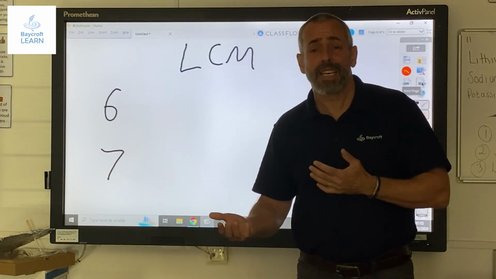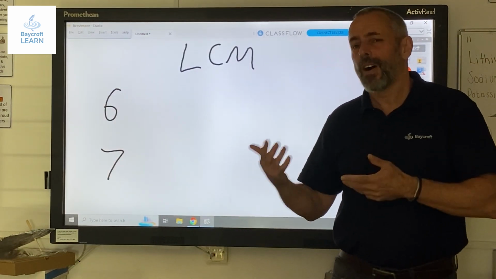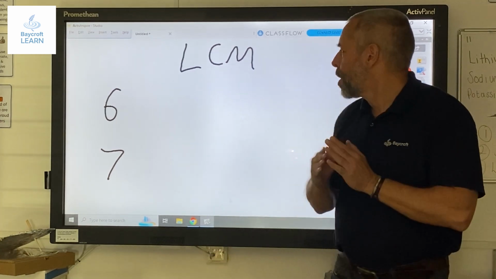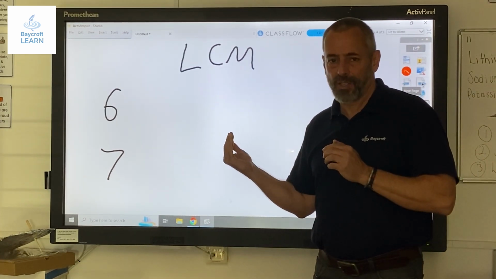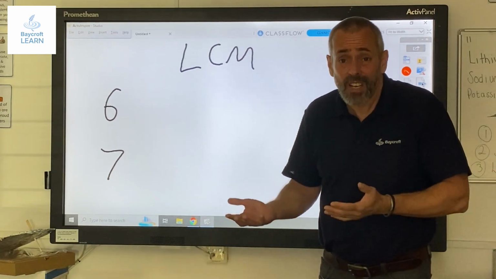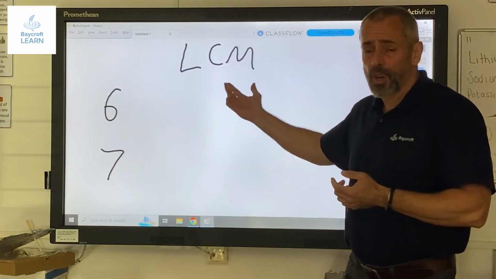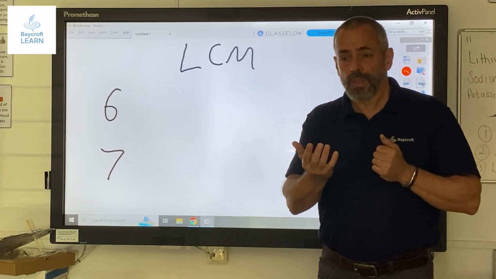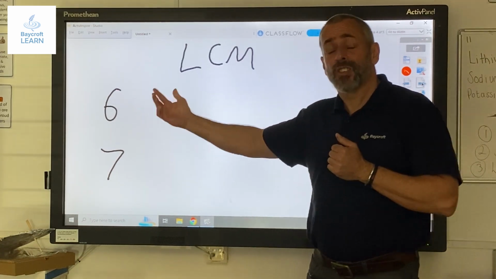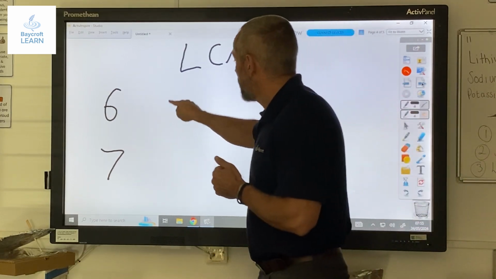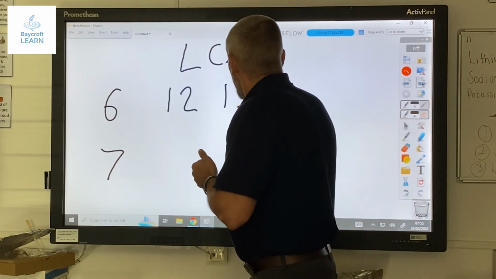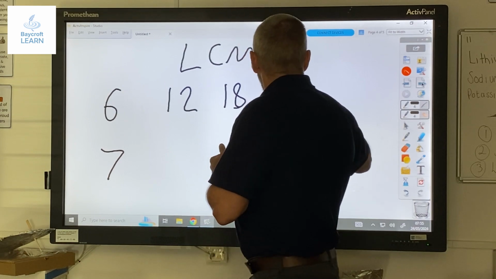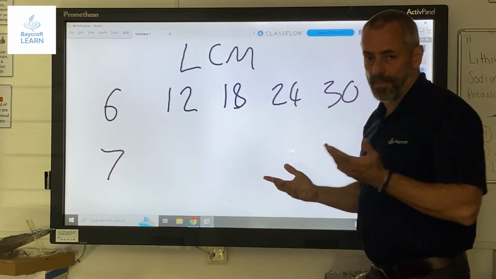LCM. This is even easier. Okay, I say even easier. Highest common factor isn't easy, don't get me wrong. But again, you will recognise this straight away, okay? Because this is essentially just our times tables. The lowest common multiple is the lowest number that appears in 2 lists of numbers. So what are the multiples of 6? It's just our 6 times table. So 6, 12, 18, 24, 30 and on, okay?